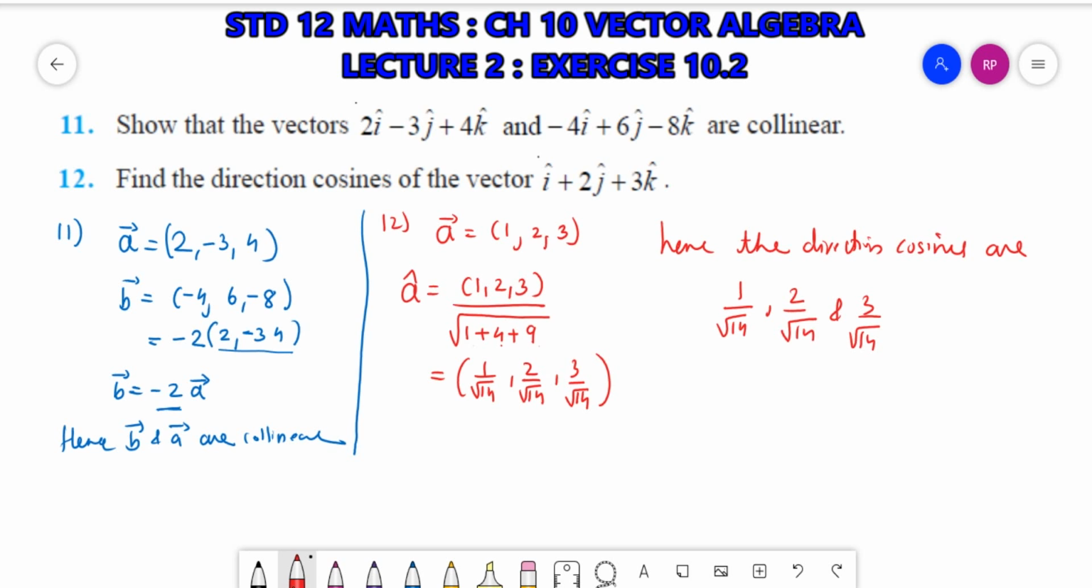Means cos alpha is 1 by root 14, cos beta is 2 by root 14, cos gamma is 3 by root 14, where alpha, beta, and gamma are the angles made by this vector with respect to the x, y, and z axes respectively. So whenever you are asked to find the direction cosines, find the unit vector, and its x, y, and z components are the direction cosines. So this was about questions number 11 and 12. So just note this down. Now let's see the next question.